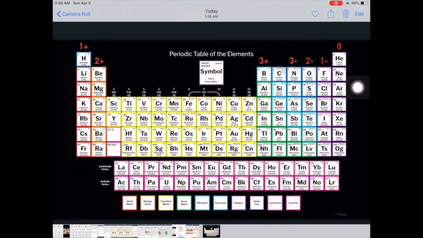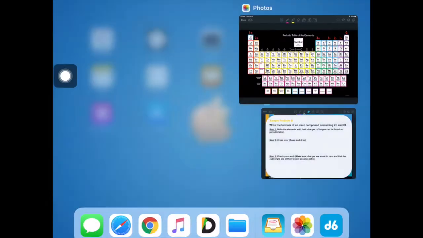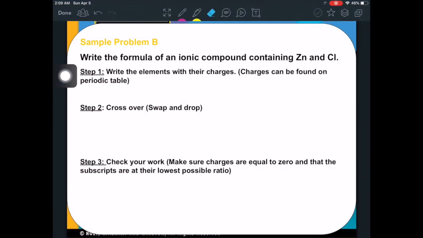So what we can do, this periodic table has this extra little bit of information. This is why I sent you guys this one. You can zoom in, and on the top right corner, it'll tell you what charge this atom will have when it turns into an ion. So zinc will have a charge of +2, and chlorine will have a charge of -1. So let's go ahead and write that. Zn +2 for zinc, and chlorine -1. All right, so let's do our thing, the swap and drop.